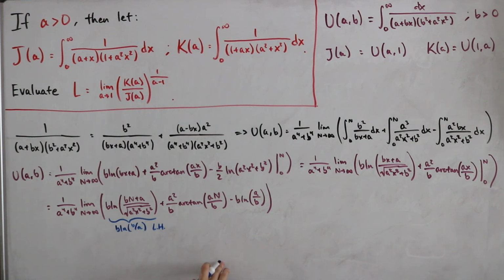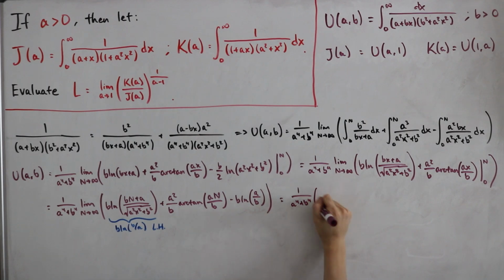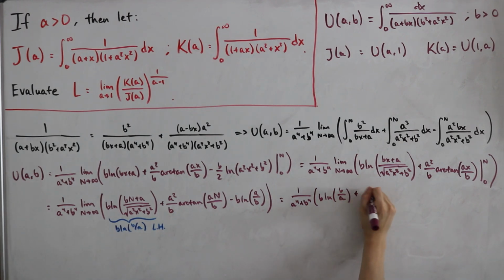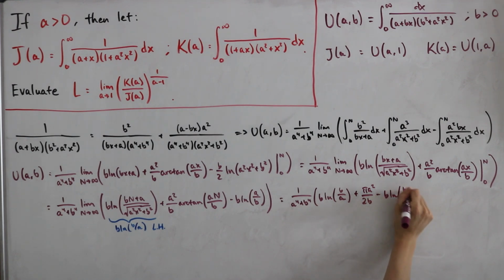So now we have that in mind, so that means we still have to take the limit as n approaches infinity over here as well. So then continuing, I have 1 divided by a to the power 4 plus b to the power 4, then b multiplied by ln of b divided by a per L'Hopital's rule from this evaluation over here. Then this term is going to be pi times a squared, divided by 2b, and then still left with b times the natural log of b divided by a, then minus b times the natural log of a divided by b.